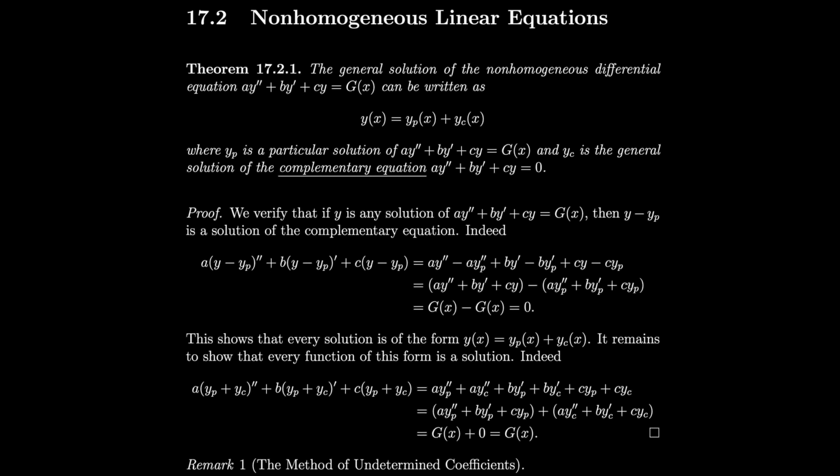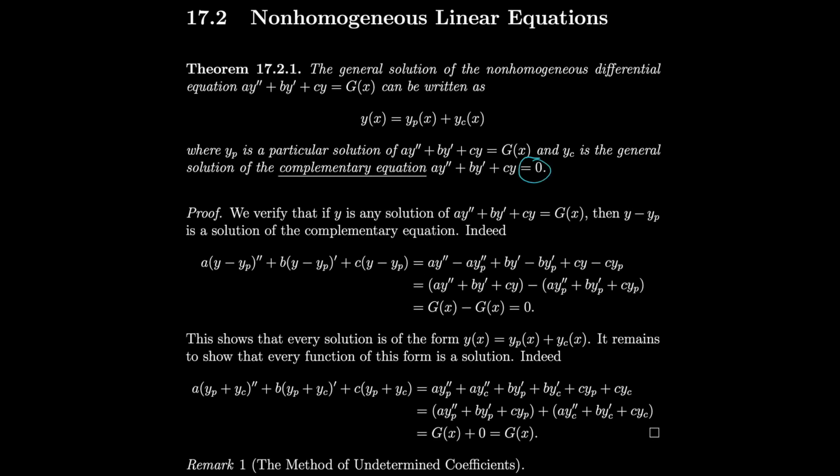Section 17.2 Nonhomogeneous linear equations. The general solution of the nonhomogeneous differential equation ay double prime plus by prime plus cy equals g of x can be written as y of x equals yp of x plus yc of x, where yp is a particular solution of this nonhomogeneous differential equation, and yc is the general solution of the complementary equation, where it equals 0.